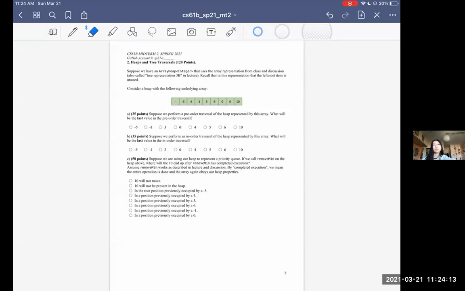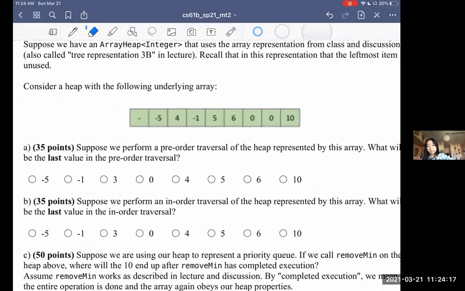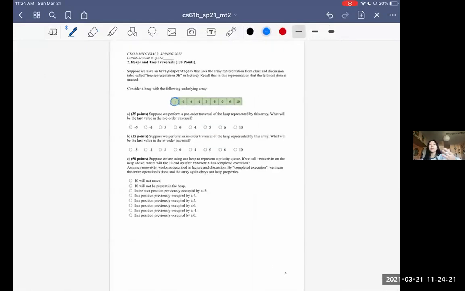And recall that in this representation, the leftmost item is unused, which is why we have this little dash in this box, just to show we're not really putting anything there. It's a placeholder to make our indexing easier. And now we're going to consider a heap with the following underlying array. Suppose we perform a pre-order traversal of the heap represented by this array. What will be the last value in the pre-order traversal?